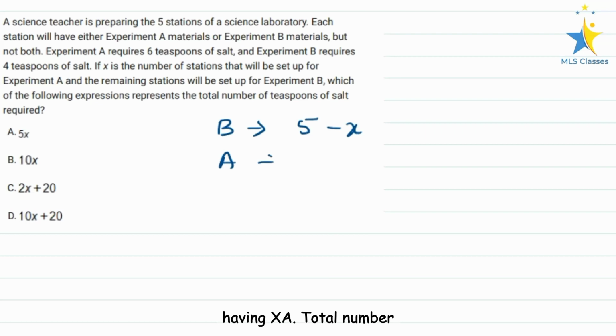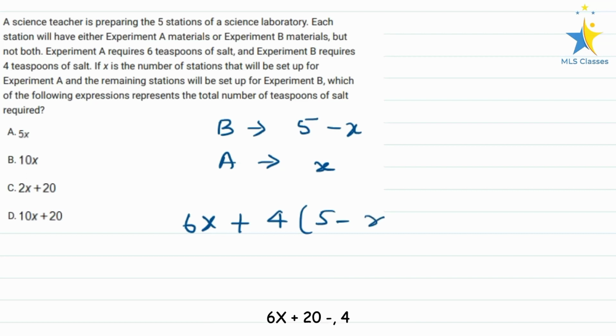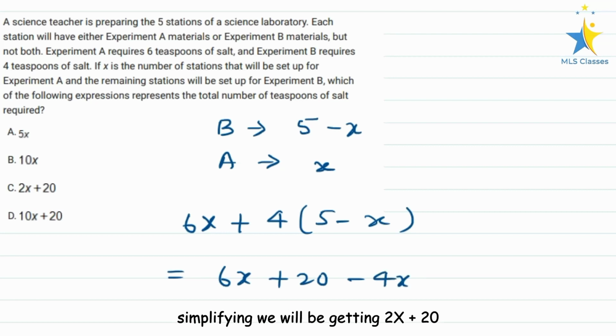In A, total number of salt required is, you can see experiment A requires 6 teaspoons of salt. So total teaspoons of salt we need to find for A and B all together. So 6 times X plus experiment B requires 4 teaspoons of salt. So we can do 4 times (5 minus X). So we'll be getting 6X plus 20 minus 4X. On simplifying, we'll be getting 2X plus 20. That means it's option C.